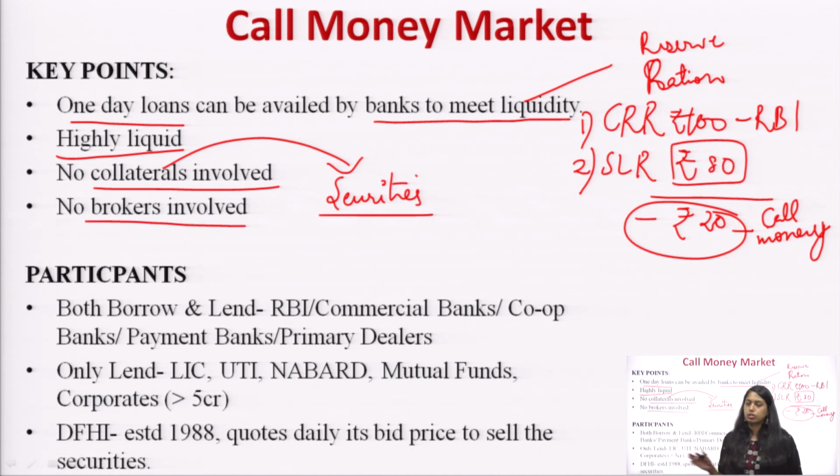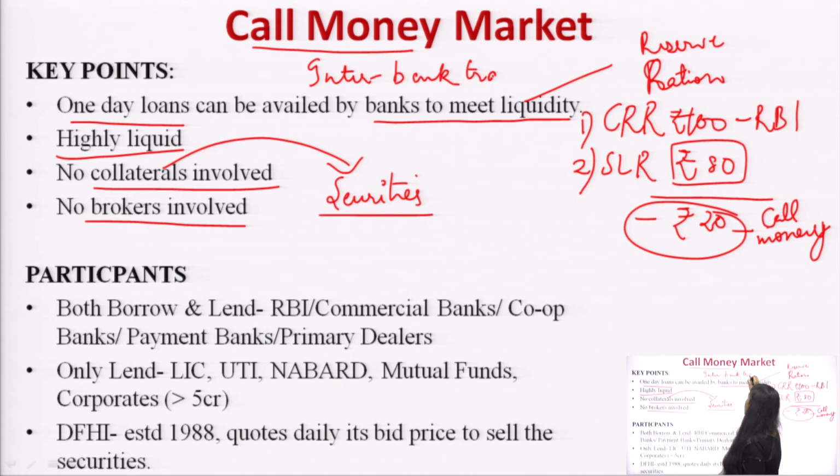No brokers are involved, so no third parties involved. The bank directly borrows from the bank. So, you can also say it is an interbank transfer. Interbank transfer means these transactions only take place between the banks if they want to take.